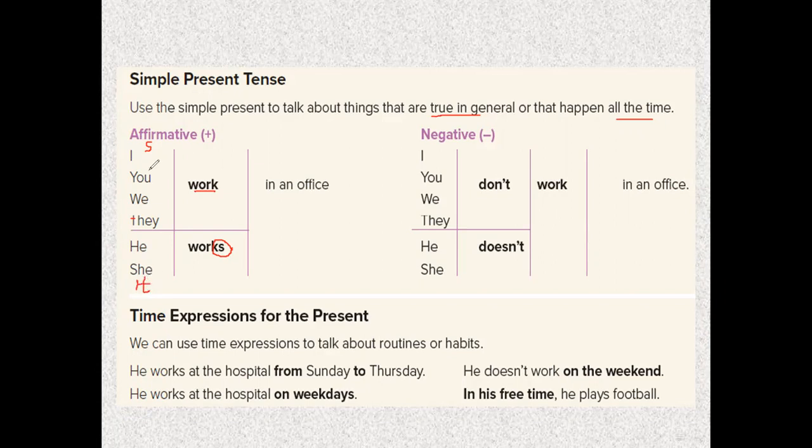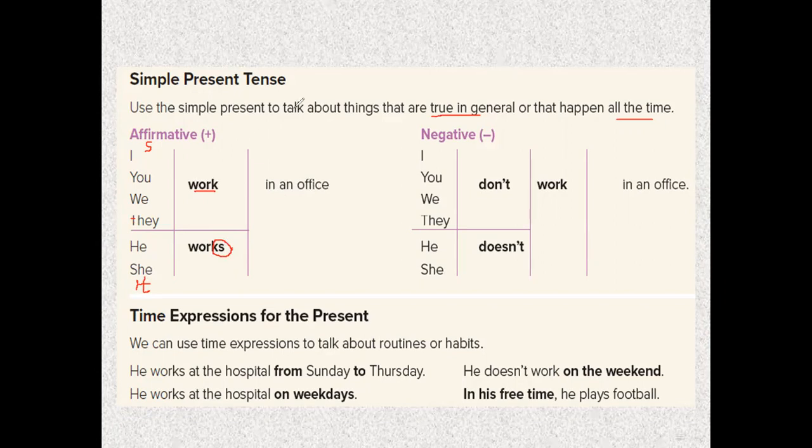For example, I work in an office. You work in an office. We work in an office. They work in an office. But if I say he, I should add S. He works in an office, or she works in an office.